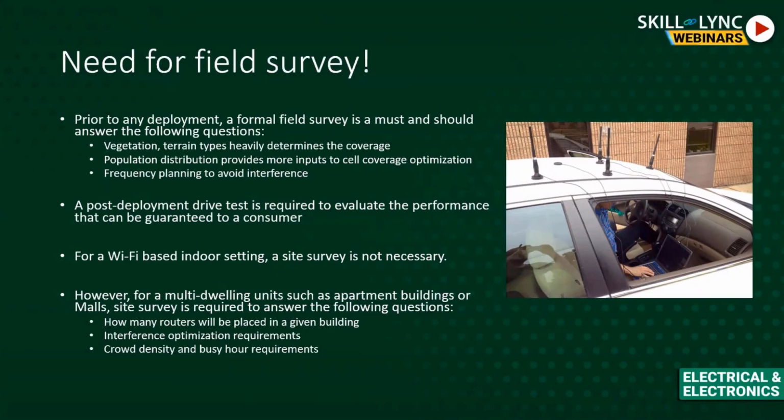However, nowadays we have malls and multi-dwelling units such as apartment buildings. They need Wi-Fi installation. There needs to be some amount of careful planning required when there are multiple installations, because we have to install them in a way that they do not interfere with each other. This takes into account crowd density and business hour requirements. Let's say if it's a mall, it's active at a certain time. We need to guarantee a certain throughput during those busy hours. So all those things go into a field survey for Wi-Fi before a Wi-Fi installation in a building service.